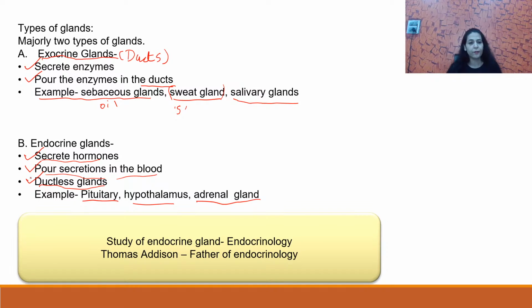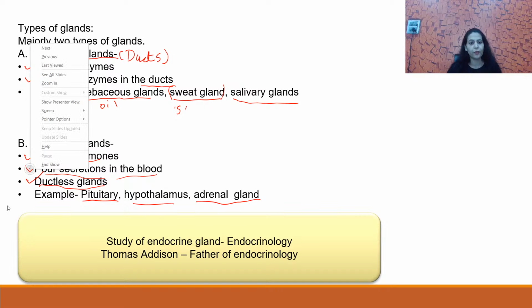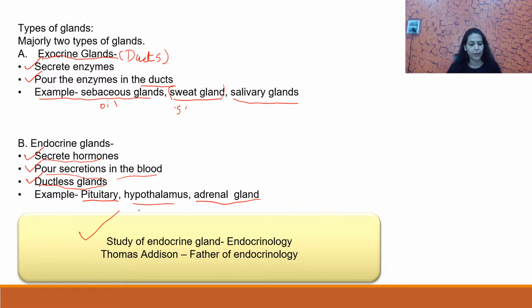All right. Now, these are a few technical terms that you need to know. The study of endocrine glands is known as endocrinology, and Thomas Edison is the father of endocrinology. We must also pay respect to the person who had actually tried to establish it. So in all my lectures, I try to take the name of those scientists who had contributed immensely. So the study of endocrine glands is known as endocrinology, and Thomas Edison is known as the father of endocrinology. All right. Shall we move ahead? Yes.